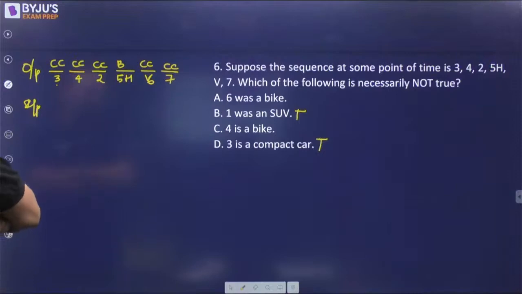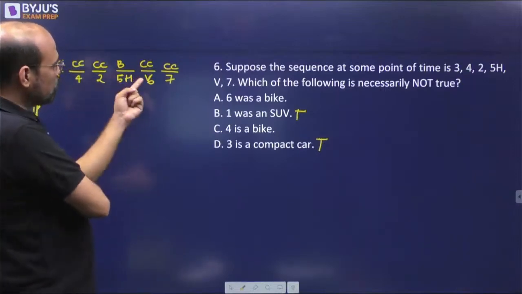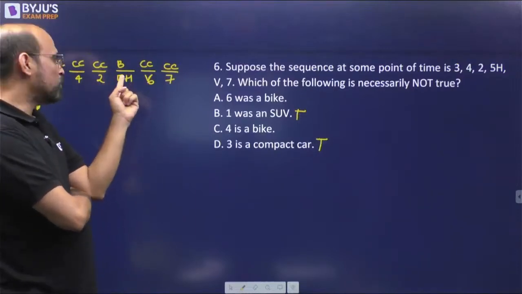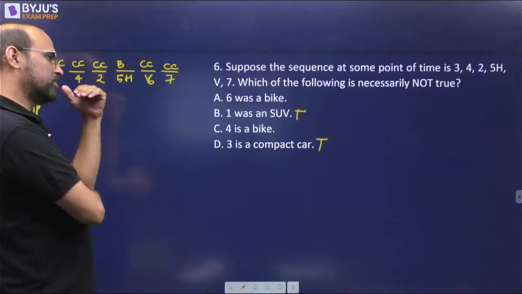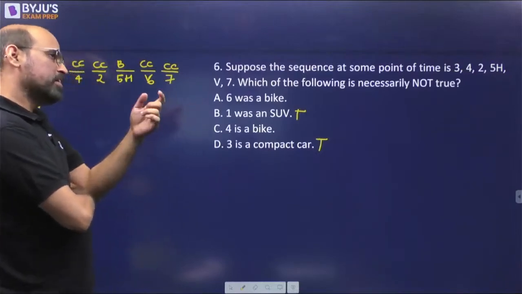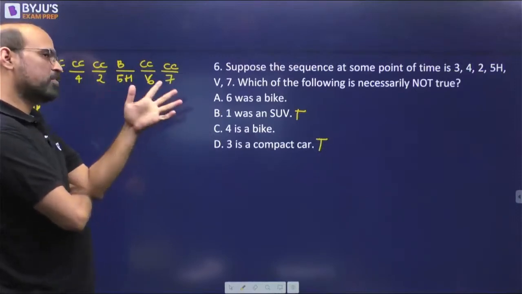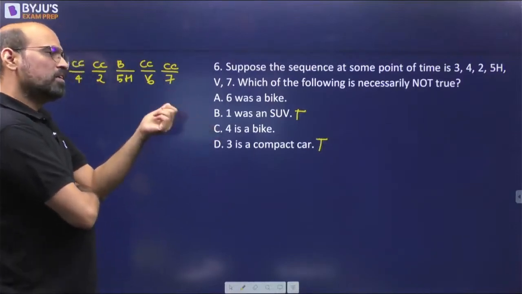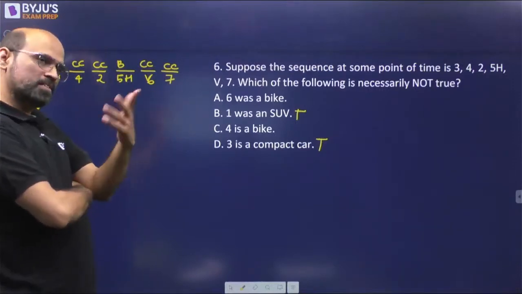Can we have a bike at 6? No, we can't have a bike at 6 because why would a bike be placed there if there was already a position from the beginning at 5H? Why would we place after it? We shouldn't. So if I take it from the perspective of the bike, if 6 was a bike, it should have been placed here. So 6 was a bike won't happen. Vice versa, if I say 6 was not a bike, but let's say compact car, then if 6 is a compact car, that means 6 was a bike, this is again a false.